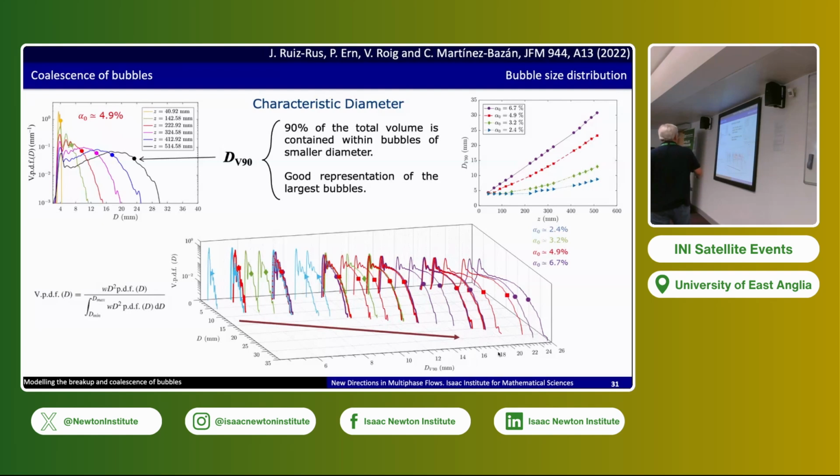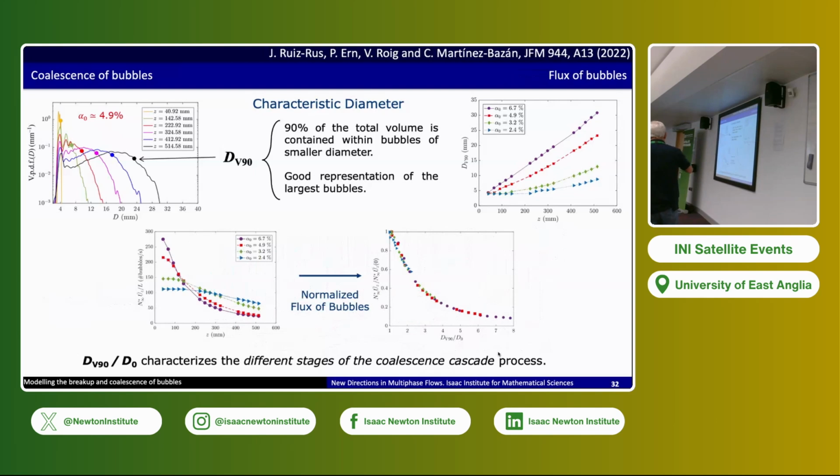But when we plot the shape of the distribution versus dV90 rather than distance, you can see that distributions obtained with different void fractions at different positions are identical. So dV90 is telling us the number of coalescence events that we get until we get this distribution. For void fraction 4.9, it will be at a given position, but that distribution for 6.7 will be earlier because they have the same number of events at a shorter distance. So that's why dV90 is relevant here.